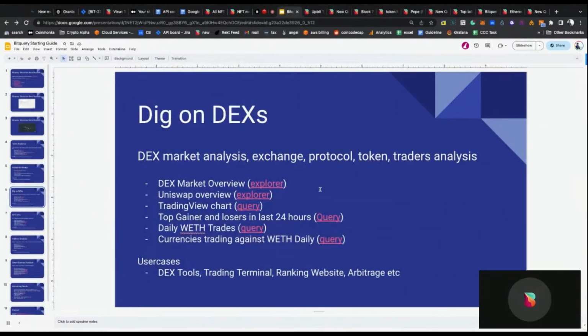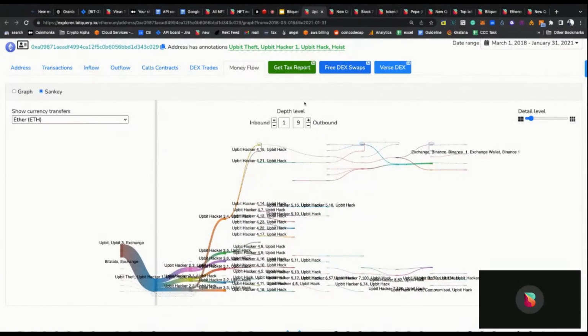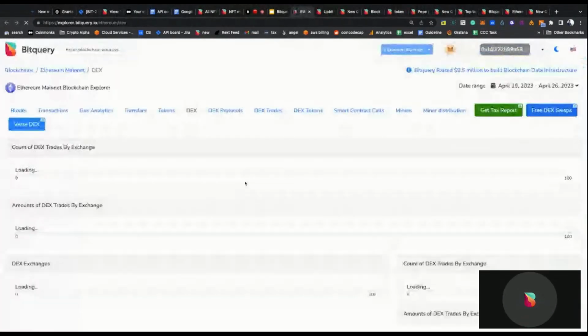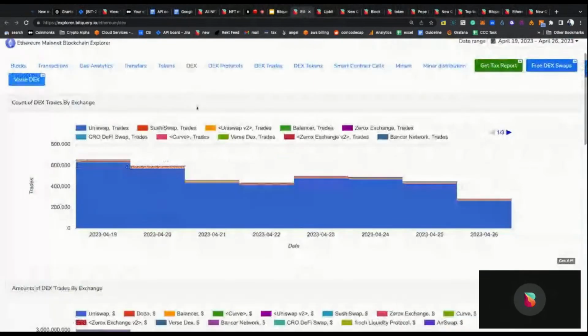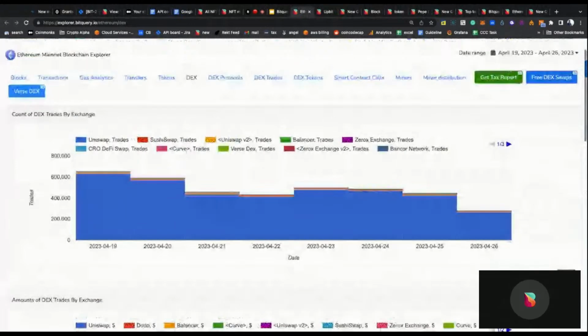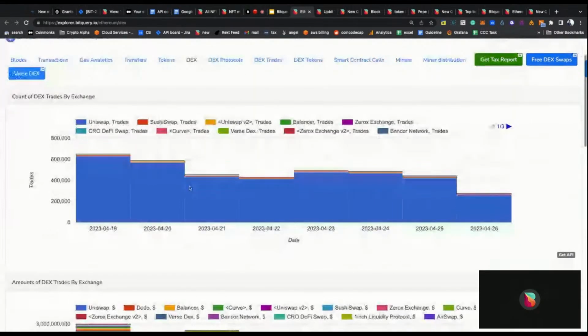Cool. Dexes are one of the most interesting parts of blockchains, because Dexes enable huge transactions on blockchains. A lot of transactions happen because of Dexes, and you can dig into Dexes using our APIs. And the Explorer also, you can use to dig in. If you need more details, you can check a specific API. So for example, you see the overall Dex market. You see Uniswap is like king, a lot of volume on Uniswap, and then very small on SushiSwap and other protocols.